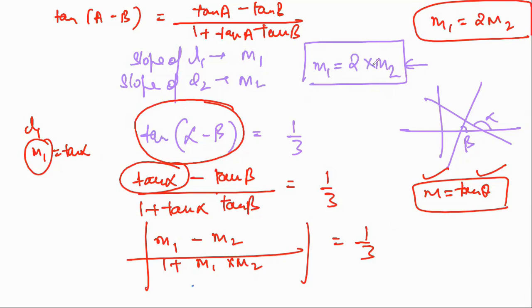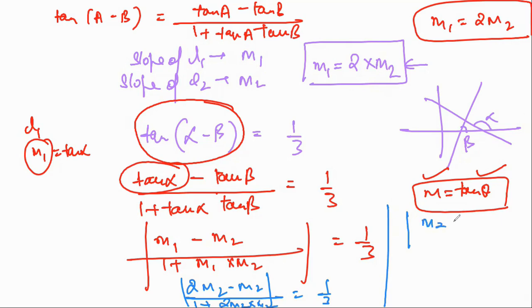Now, what is m1? It is twice m2, the first equation. So (twice m2 minus m2) over (1 plus twice m2 times m2) is equal to 1/3. Okay. So 2m2 minus m2 is m2 only, over 1 plus twice m2 multiplied by m2, which is m2 squared, that is equal to 1/3. Right? Now, when we cross multiply, it's 3m2 equals 1 plus 2m2 squared. Up till here, I think it is very much clear.